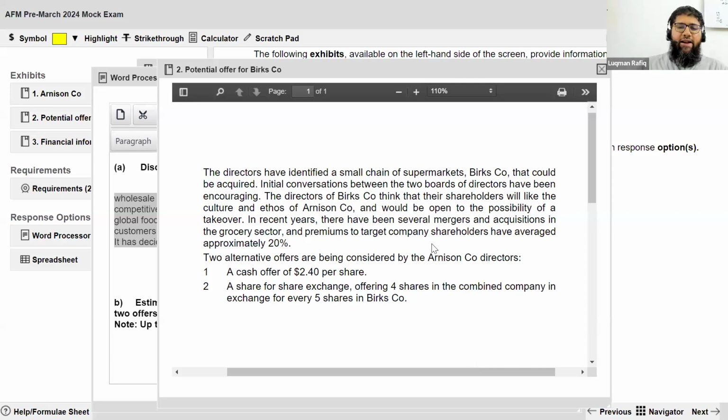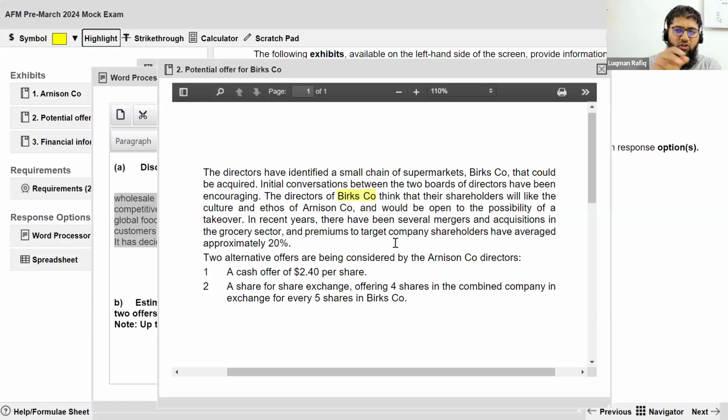Okay, directors have identified a small chain of supermarkets, Burks company, that could be acquired. Initial conversations between the two boards of directors have been encouraging. The directors of Burks company think that their shareholders will like the culture and ethos of Arnison company and would be open to the possibility of a takeover. In recent years, there have been several mergers and acquisitions in the grocery sector, and premiums to target company shareholders have averaged approximately 20%. Okay, so the premiums have been 20%.